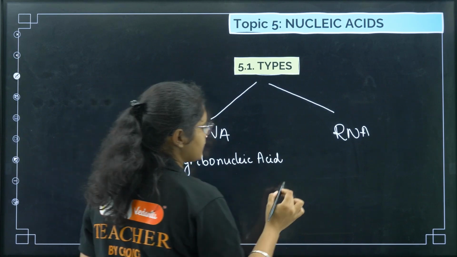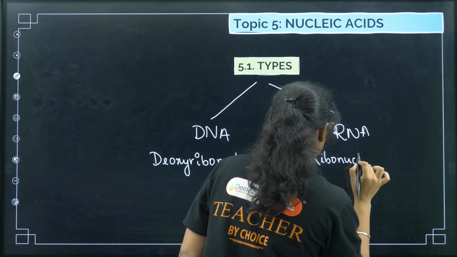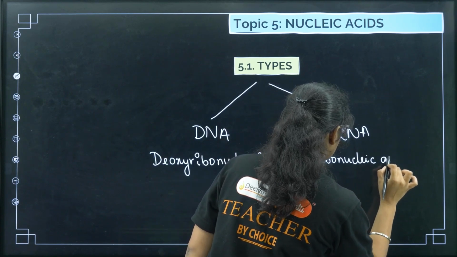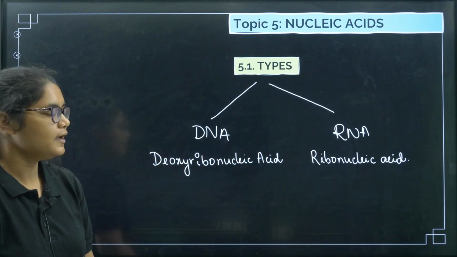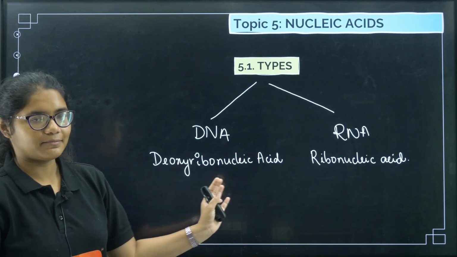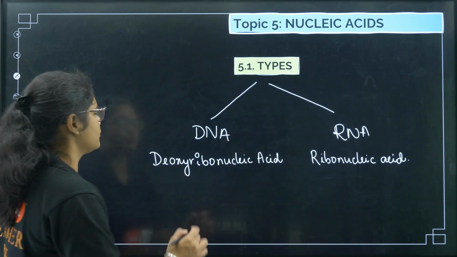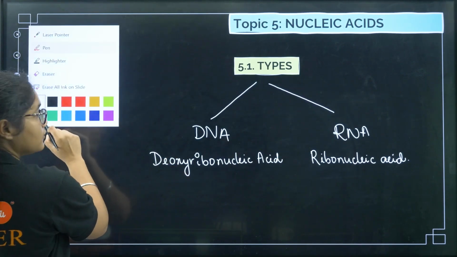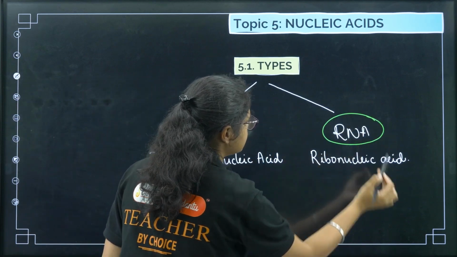Okay, and what is RNA? RNA is ribonucleic acid. Done. So now we will study about them in detail in our upcoming slides. Okay, so first you should know there are two types of that, that is, one is DNA and one is RNA.